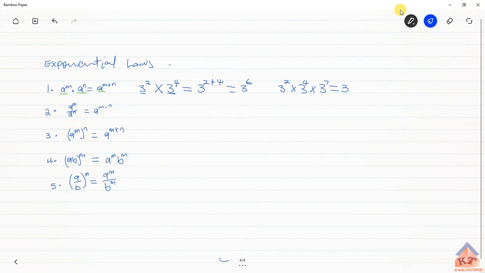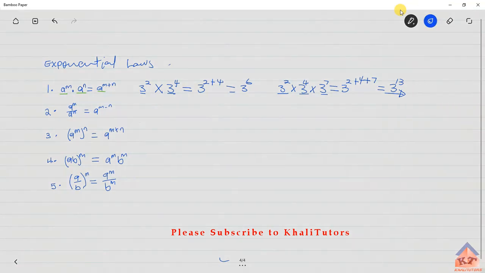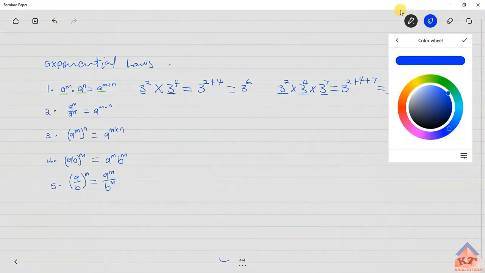You'll have 3 to the power 2 plus 4 plus 7, which is equal to 3 to the power 13. Okay, as long as the bases are the same, you simply add the exponents. It doesn't have to always be 3. It can be any number. The base can be any number.